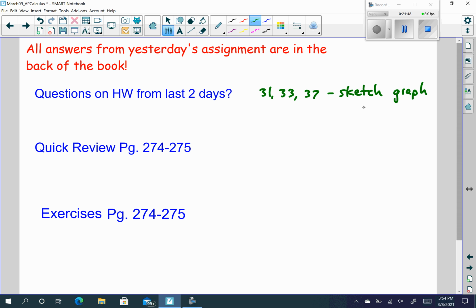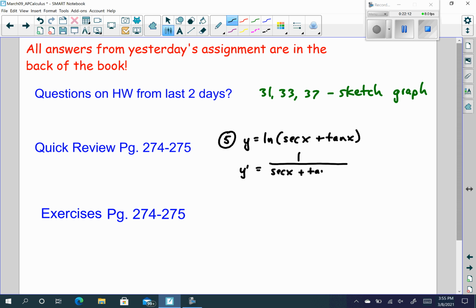The quick review 1 through 9 odd, this was just looking at taking the derivatives, but I do want to talk about number 5 and 7. So 5 was y is equal to the natural log of secant x plus tangent x. It's been a while since we worked with derivatives of natural logs, but y prime, the derivative of the natural log, becomes 1 over whatever this quantity is. Then applying the chain rule, we have to take the derivative of the inside stuff. So the derivative of secant x is secant x tangent x. And then the derivative of tangent x is secant squared x. So that's number 5.